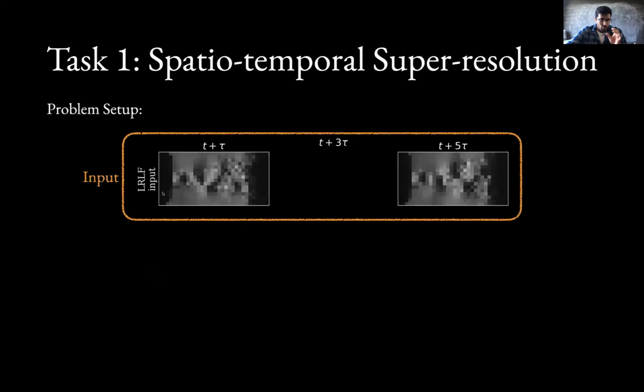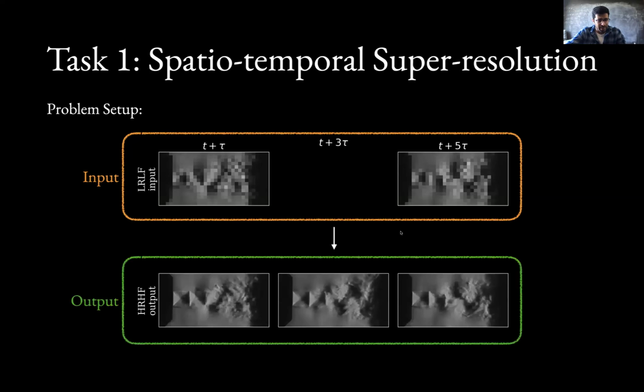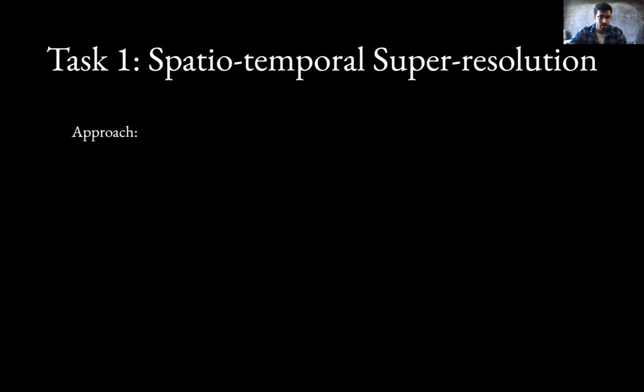Problem setup: given a low resolution, low frame rate input. As you see, the state in the input is spatially subsampled by a factor of 8 and temporally subsampled by a factor of 4. So given a low resolution, low frame rate input, can you accurately reconstruct the high resolution, high frame rate output? That is what we try to investigate here.